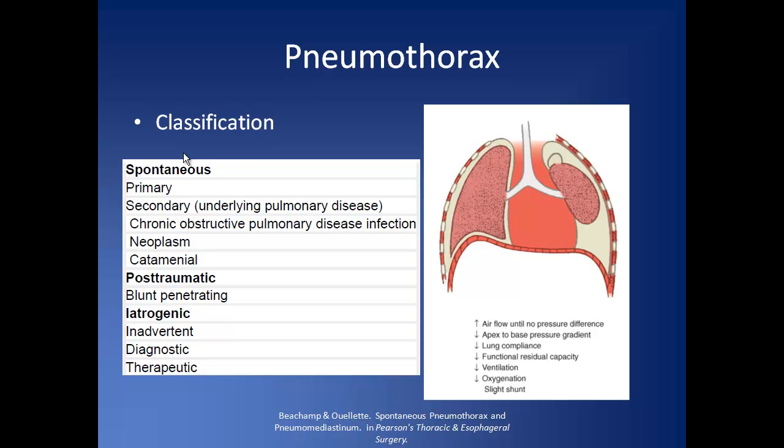I actually have a patient who has recurrent catamenial pneumothorax, and every month I get a call from her, so I'm privy to her menstrual cycle, and she lets me know when she has one.